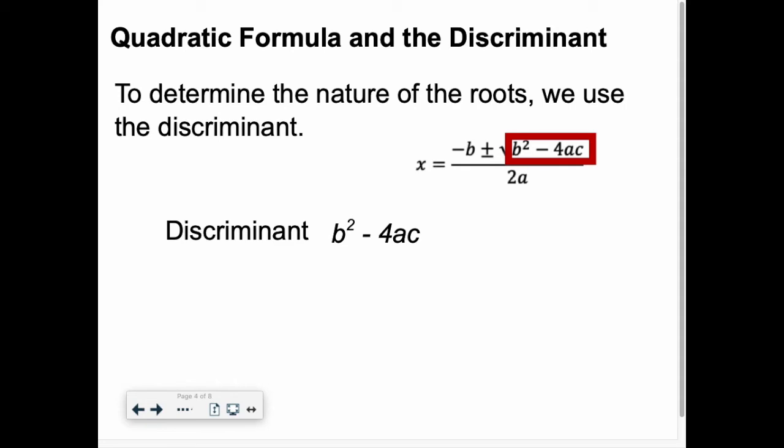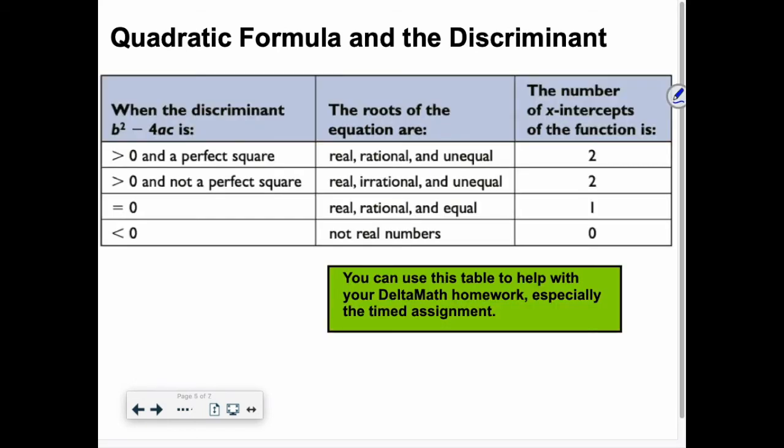And we have a nice little handy chart to take a look at that. This I took right from your textbook. If this part is greater than 0 and it's a perfect square, you're going to have real, rational, and unequal answers. So for instance, if that equals 4, 25, 9, then you're going to have real, rational, and unequal. It's going to be rational because if it's a perfect square, the square root can be simplified fully.